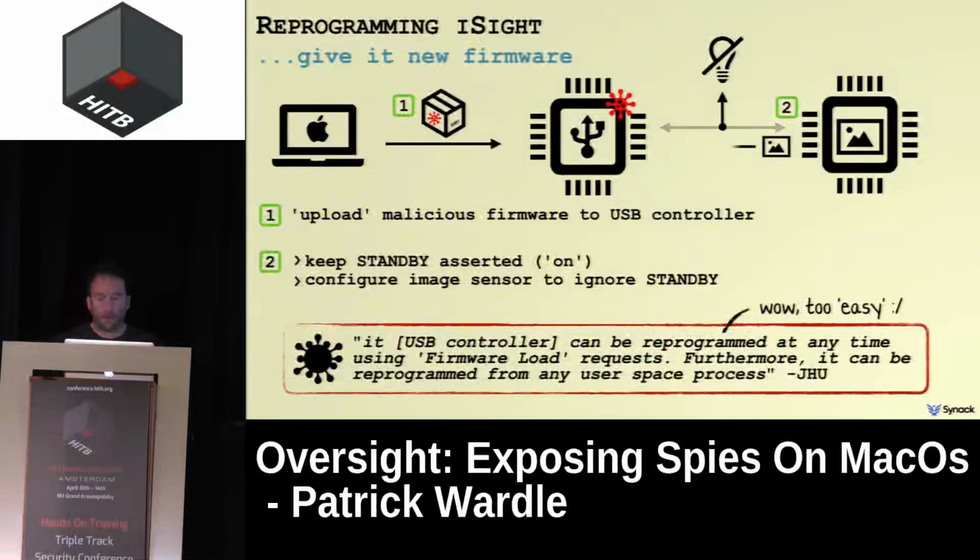So the attack they pulled off was elegant in its simplicity. It turns out that the USB controller could be reprogrammed anytime from user mode, which I think is kind of a security fail, right? So basically, you can send a firmware load request and load some malicious unsigned firmware on the USB controller. And then once the USB controller has this malicious firmware, it can reconfigure the image sensor. So it did 2 things. The first thing it did was tell the device to always keep standby on. And then it told the image sensor to ignore that standby and record video regardless.